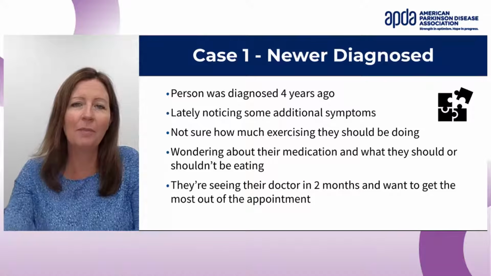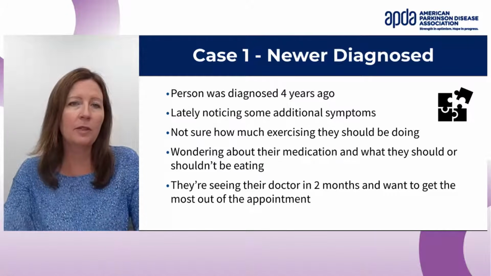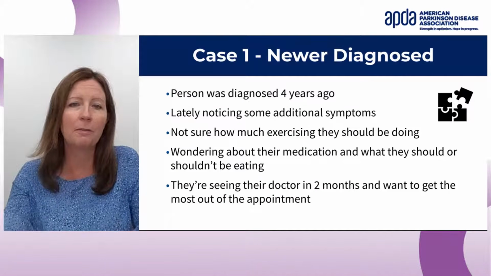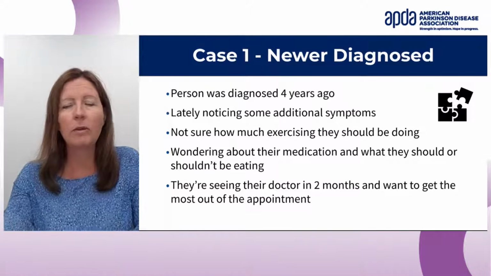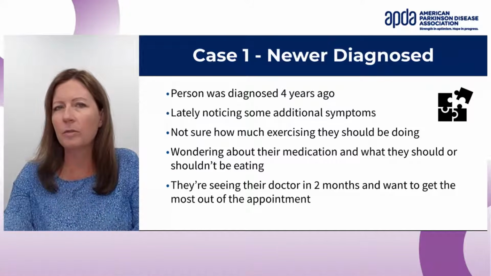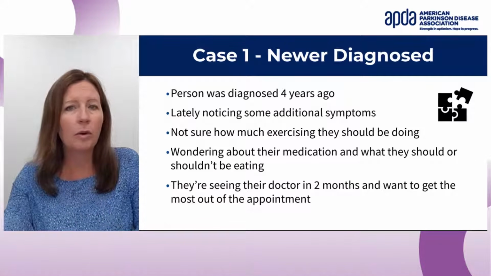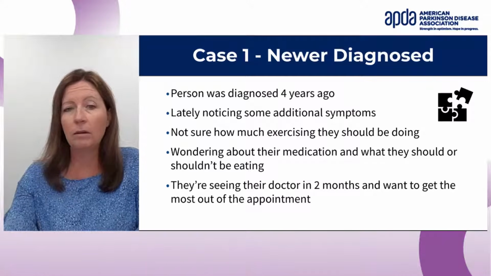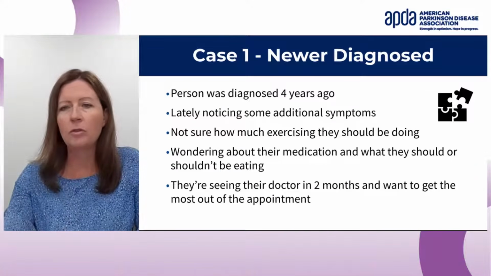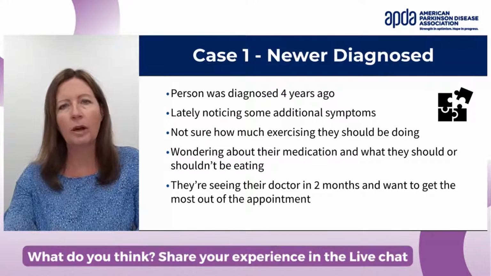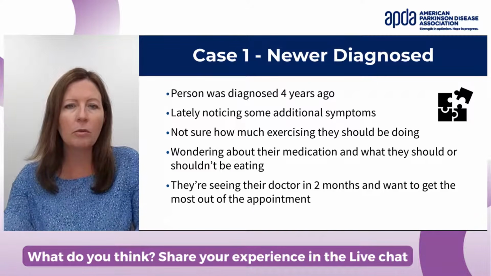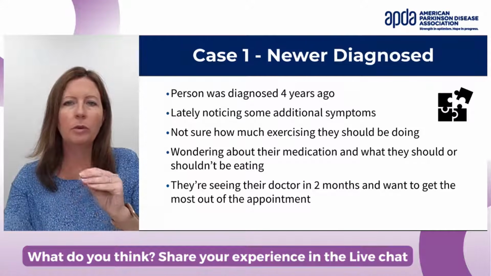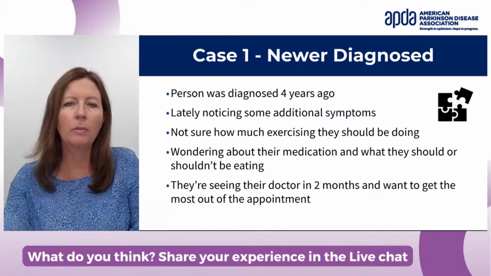This first one is a person that's been diagnosed for 4 years. Lately they've noticed some additional symptoms. They're not sure how much exercise they should be doing. They're also wondering about their medication and what they should or shouldn't be eating. They're seeing their doctor in 2 months, and they want to get the most out of their appointment. So this is a really great opportunity to think about what you can do to maximize your care.